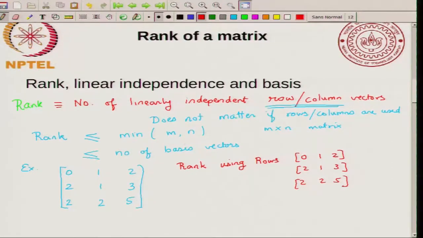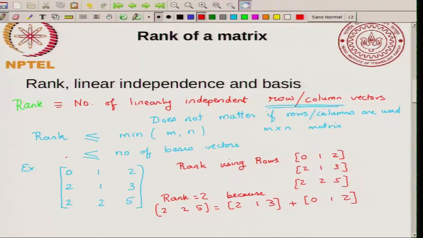Okay. And if you want to ask how many of these vectors are linearly independent, you can immediately, just by inspection, see that rank equals 2, because 2, 2, 5 is equal to 2, 1, 3 plus 0, 1, 2. So in this case, you can immediately see that the rank should be equal to 2, because I can write this third vector as a linear combination of the first two vectors.